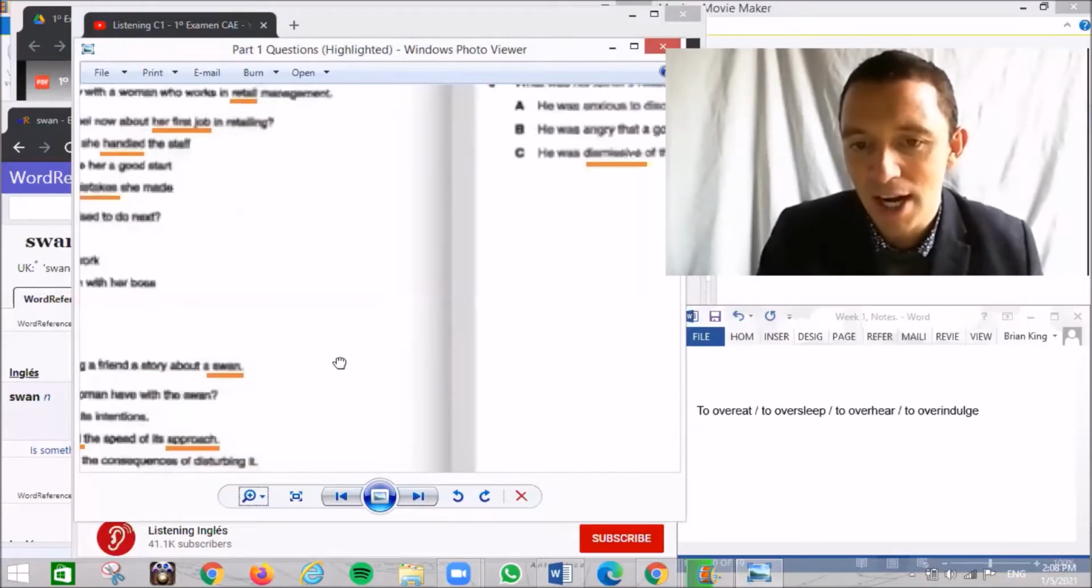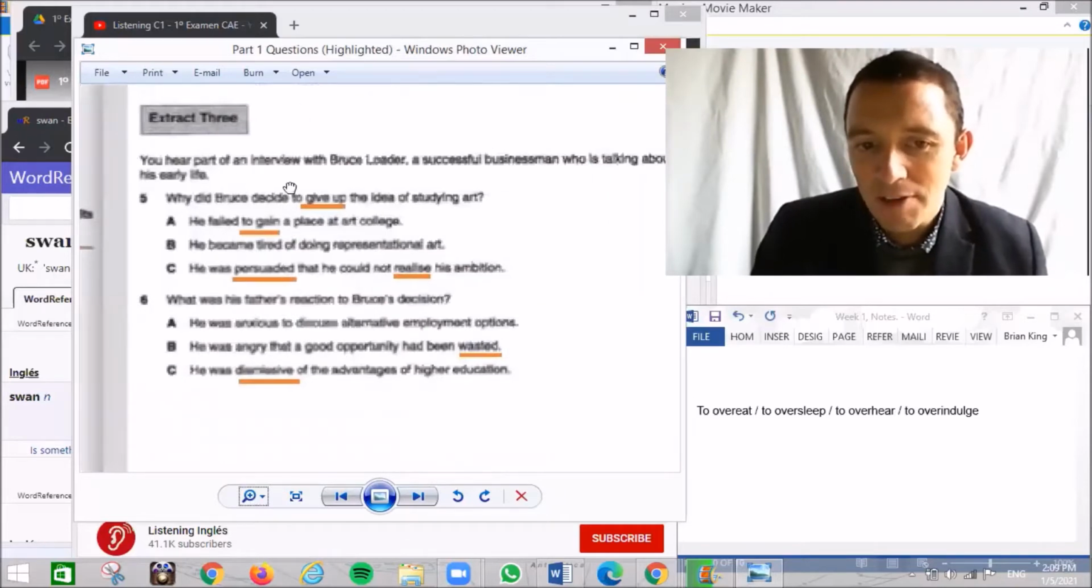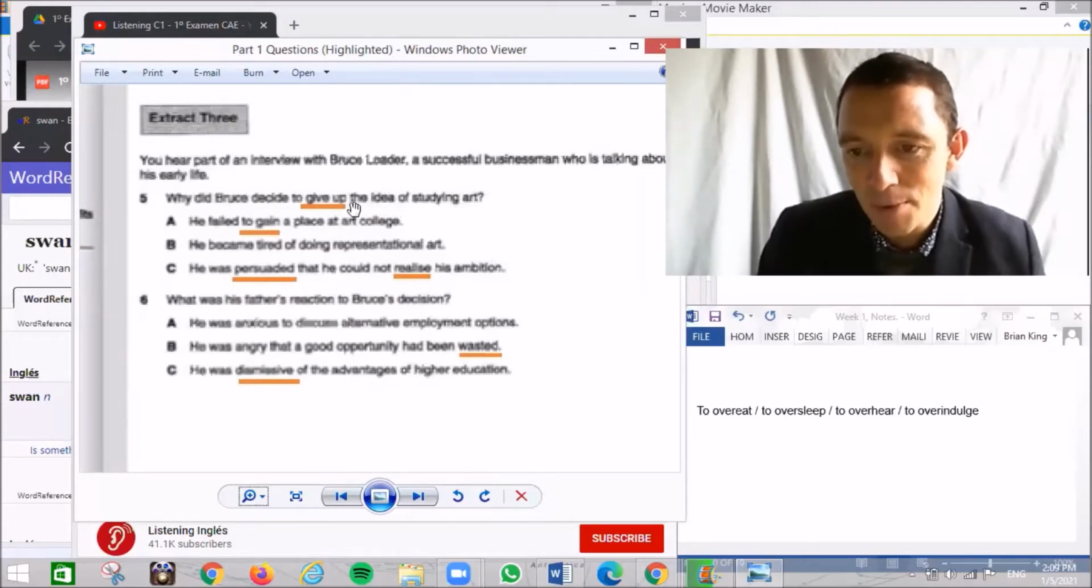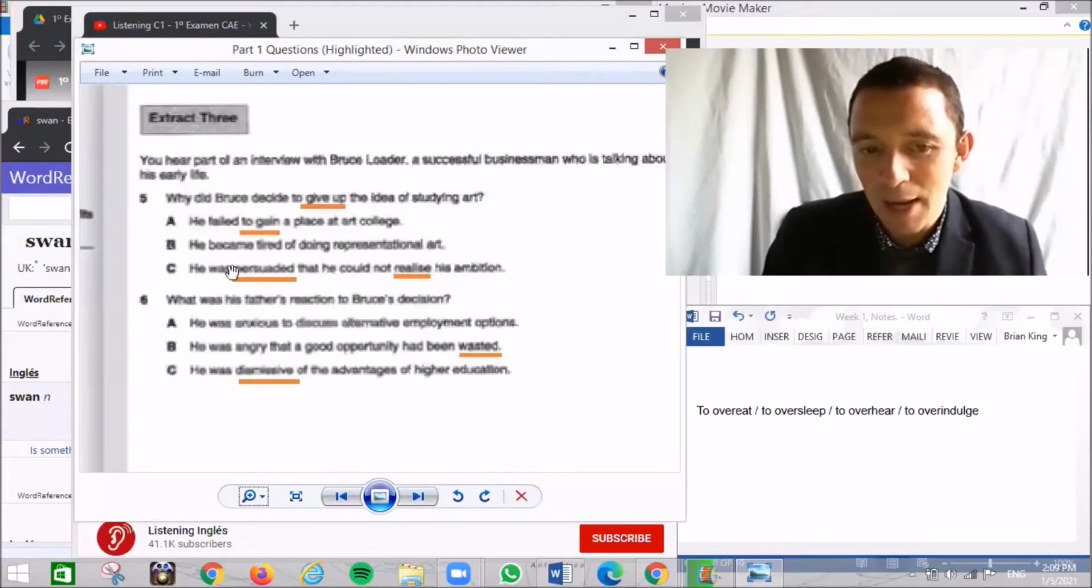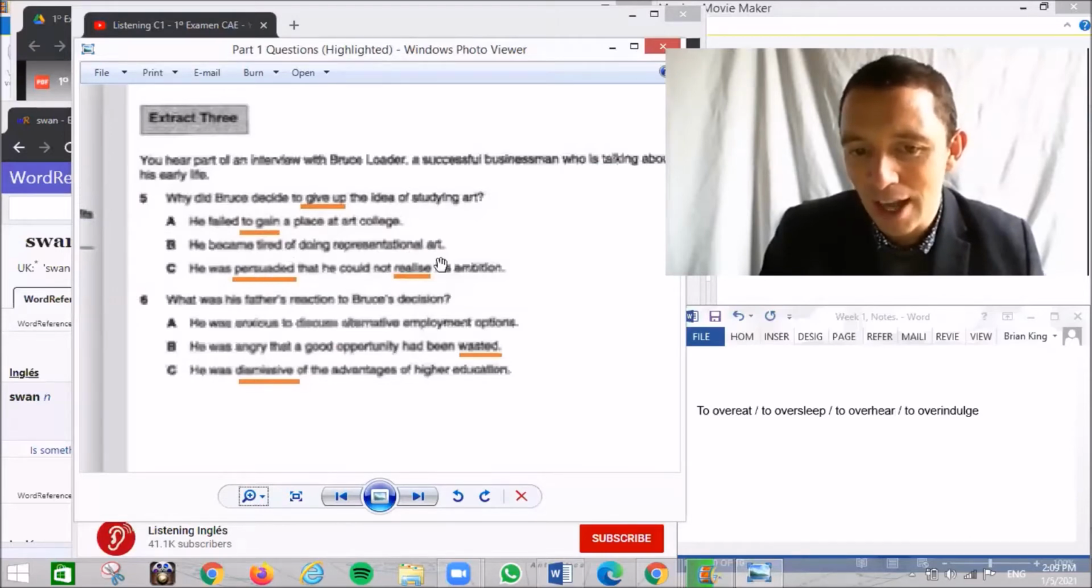Okay, and the final extract. You hear part of an interview with Bruce Loader, a successful businessman who is talking about his early life. Why did Bruce decide to give up, rendirse, to give up the idea of studying art? He failed to gain a place, gain a place, that's the expression, at art college. He became tired of doing representational art. He was persuaded, very good vocabulary, persuaded that he could not realize his ambition. That's the typical combination as well, to realize your ambition.